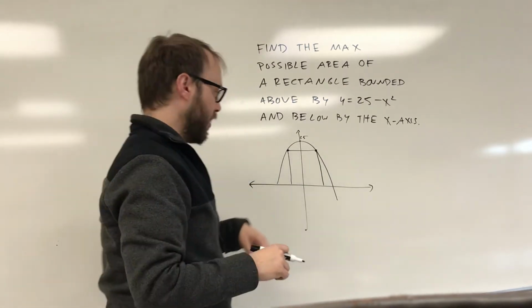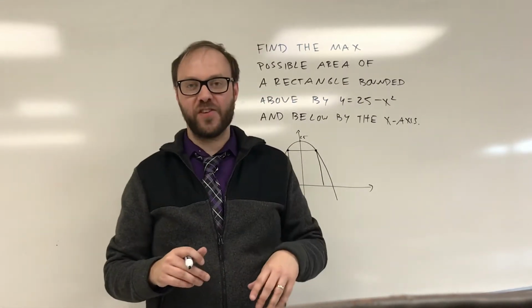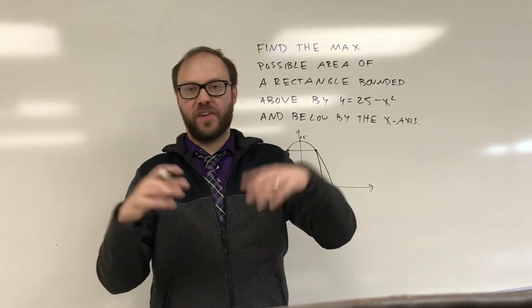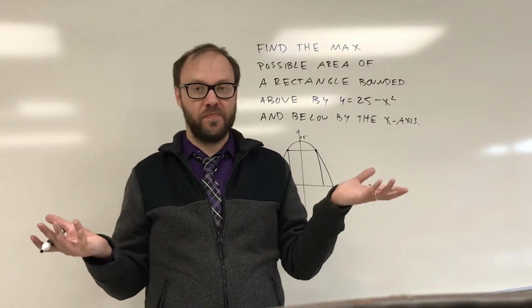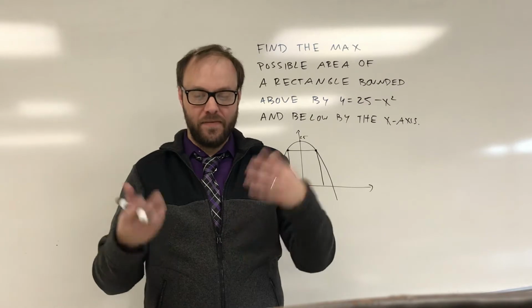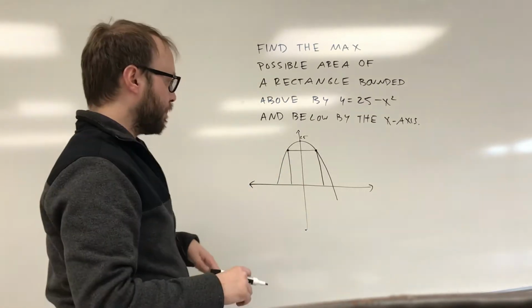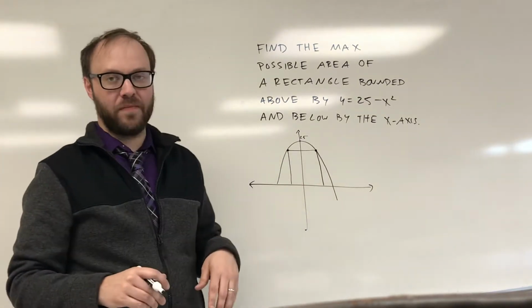And we're trying to figure out what dimensions would make the largest possible rectangle. Would it be a perfect square? If so, what would those side lengths be? How is this going to set up? Okay? So a great example of a max-min problem.